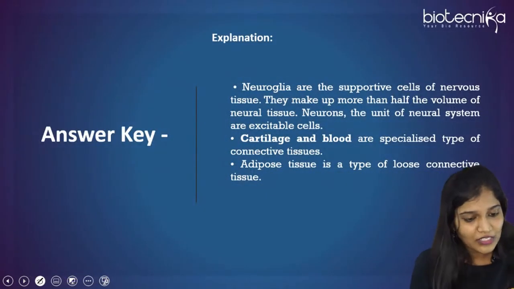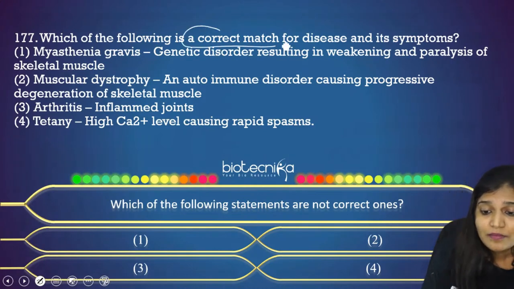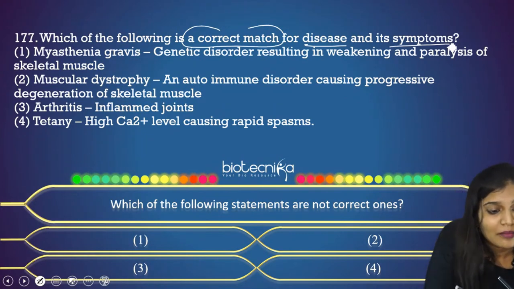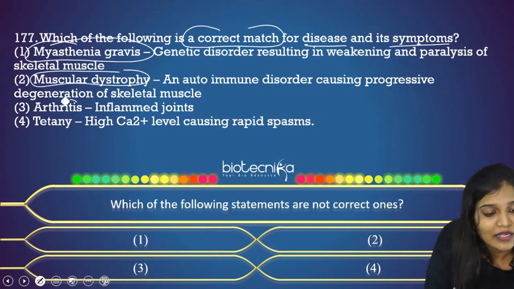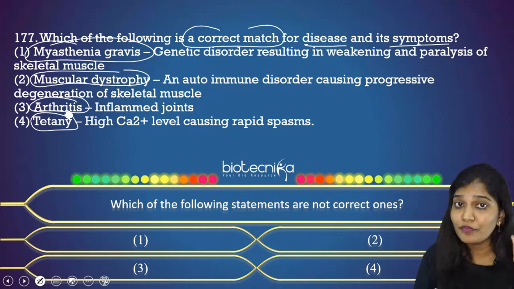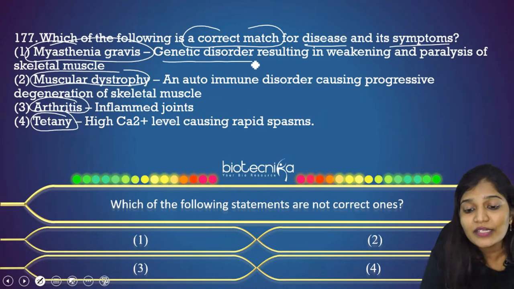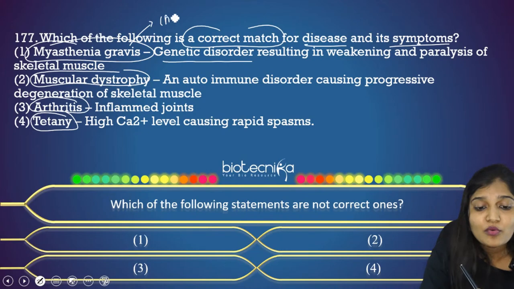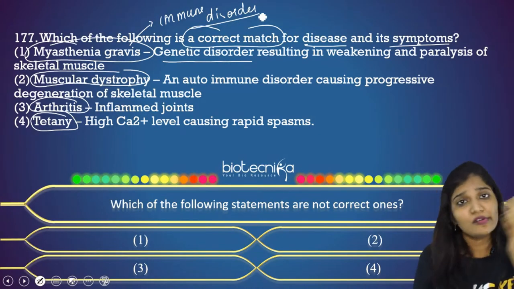The next question, we'll go for it. 177th question. This is where the trick they have given. Correct match for the disease and its symptom. You have to do the correct match. Just check over. Myasthenia gravis, they have given. Muscular dystrophy, arthritis and tetany. First, let's look at the first option. You have to choose the correct statement. Myasthenia gravis is a genetic disorder. No, myasthenia gravis is a problem which happens because of an immune disorder. So it is not a genetic disorder. This disease will not pass from your father to later generations.